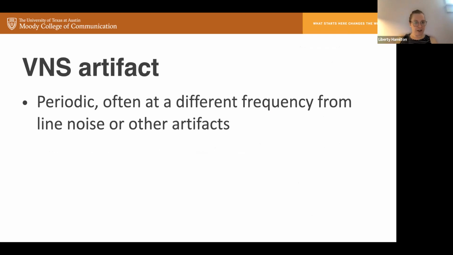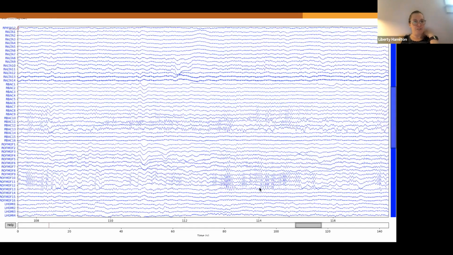And then the VNS artifact, as I was saying, for vagus nerve stimulation, this looks very interesting. So here's an example of some intracranial EEG activity. I'm showing a lot more channels here at a time, but you might notice that for some of these, it looks like there's rhythmic, really short little spikes. It's not really all of them, but if you have a good eye, you see there's this repetitive thing that's happening on RALTA 13 and 14.